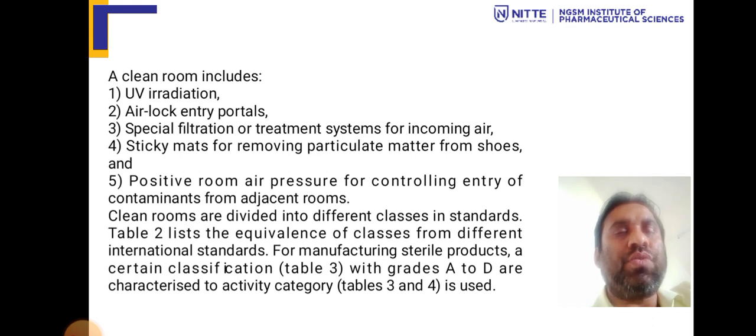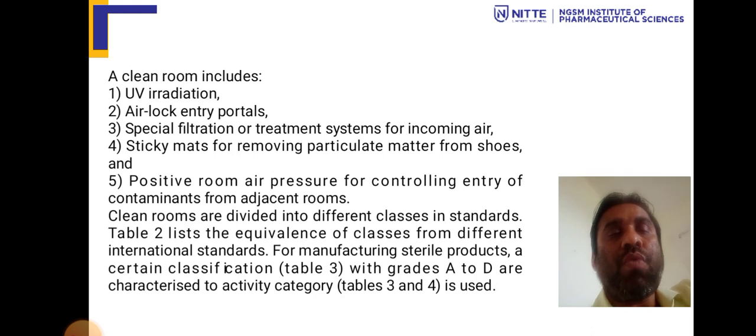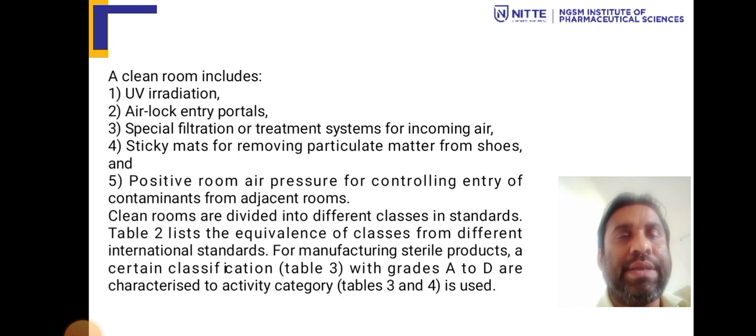A clean room includes UV irradiation. UV lamps are fitted in the clean room so that whatever organisms are present, there will be no contamination in that area. Airlock entry ports are kept for maintaining a proper airlock. Special filtration and treatment systems for incoming air. HEPA filters are kept so that the incoming air is pure, free from dust particles and organisms. Sticky mats for removing particulate matter from shoes, and positive room pressure for controlling entry of contamination from the adjacent room.